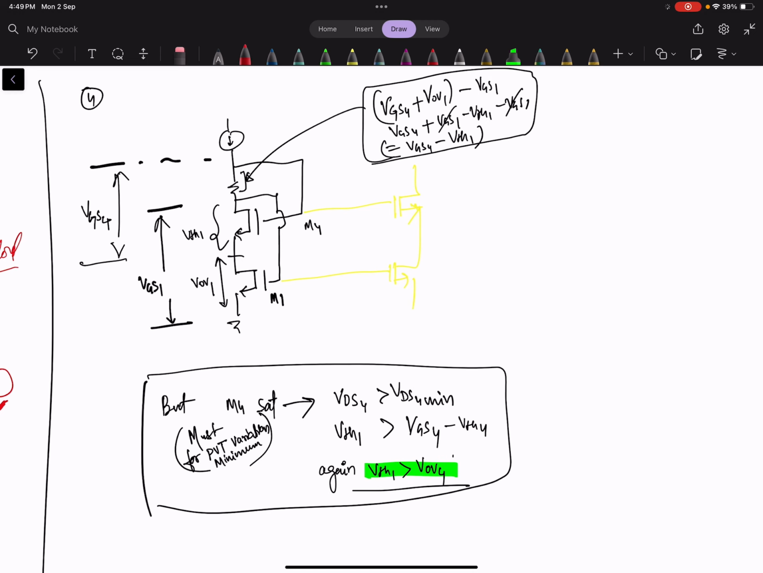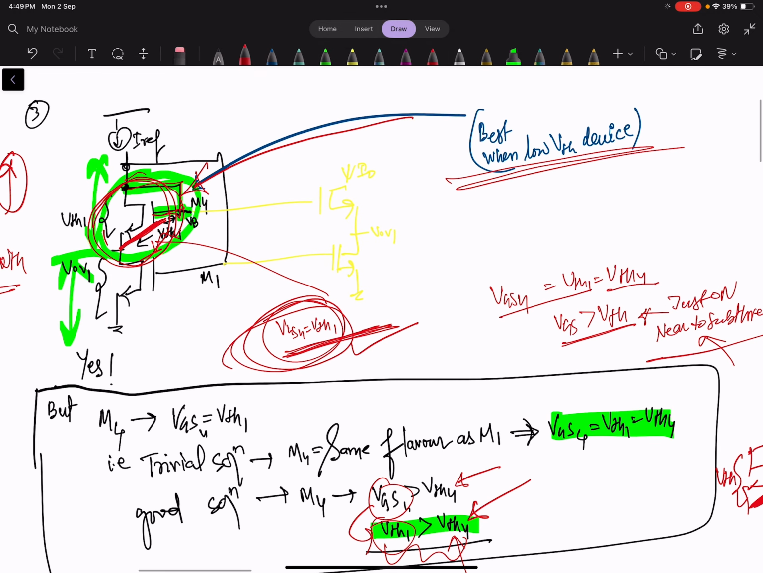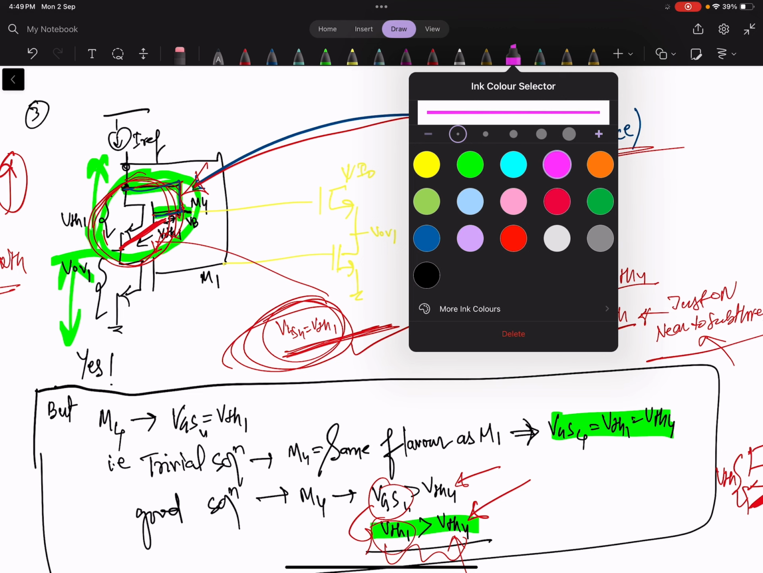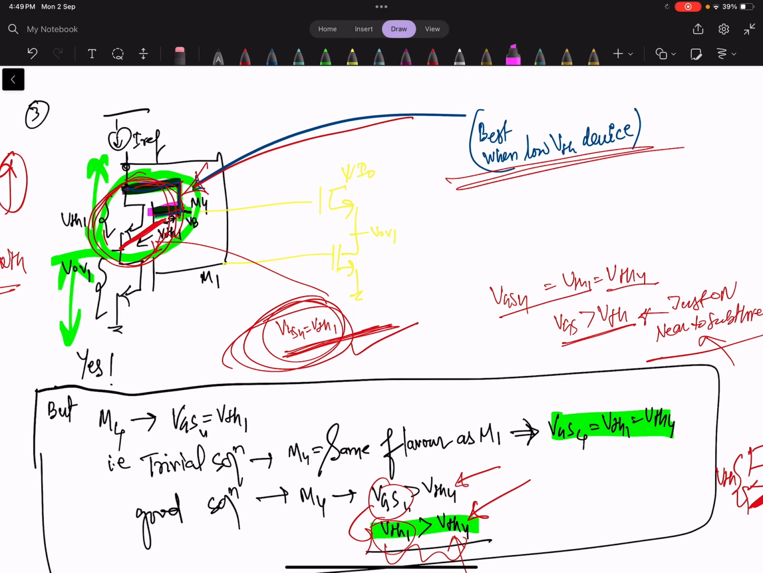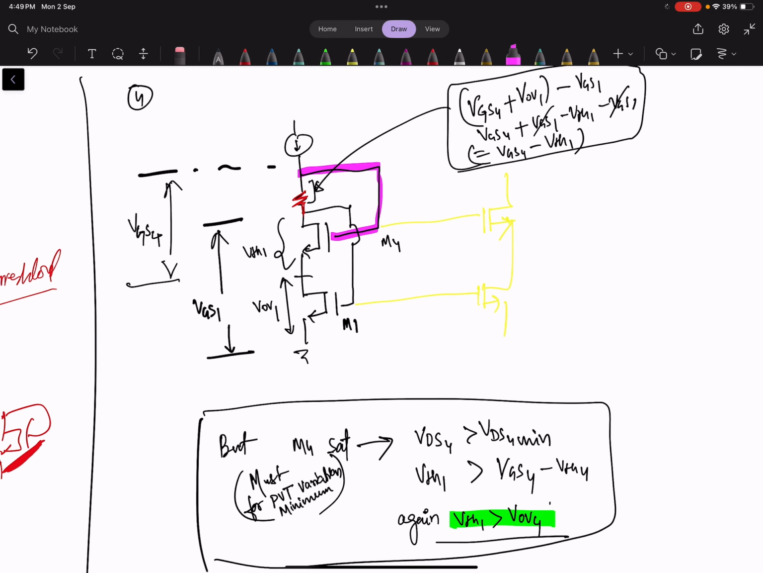So here what I did, I have added one more resistance here, such that in the previous circuit, if you see here, diode connected, I have made this diode connected including one resistance here. Why did I make this? Because I want this VGS to be greater than the VTH. So let's see if it is working better or not.